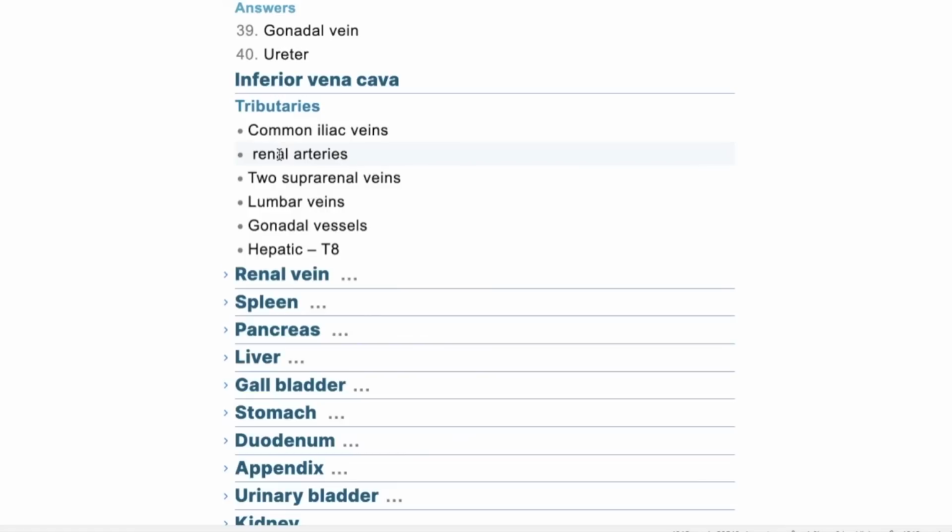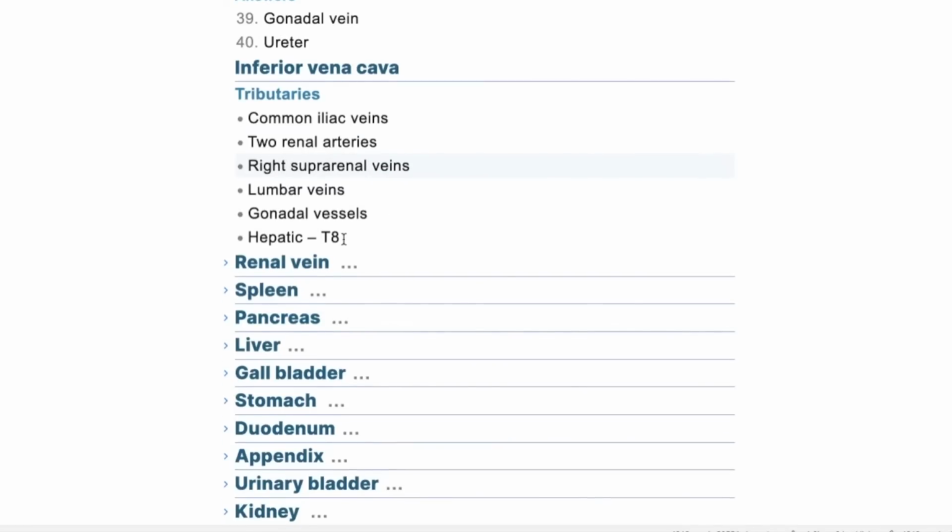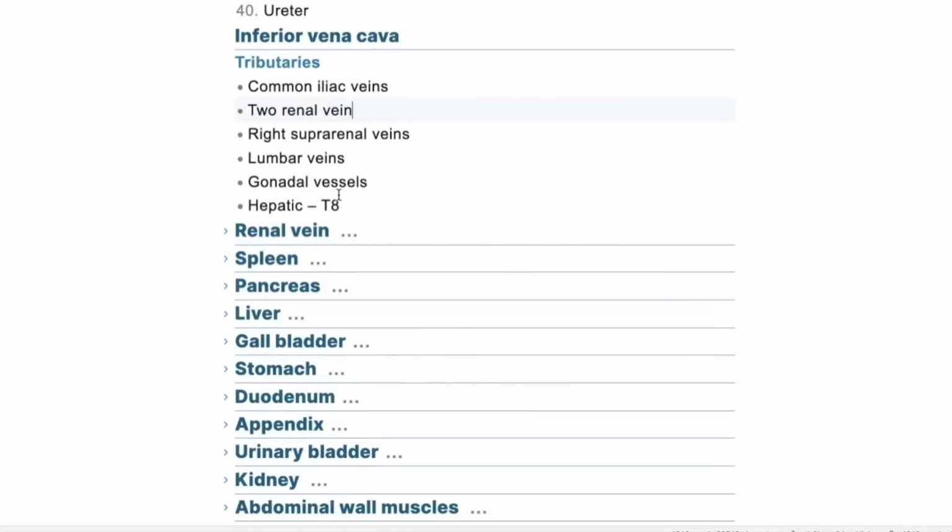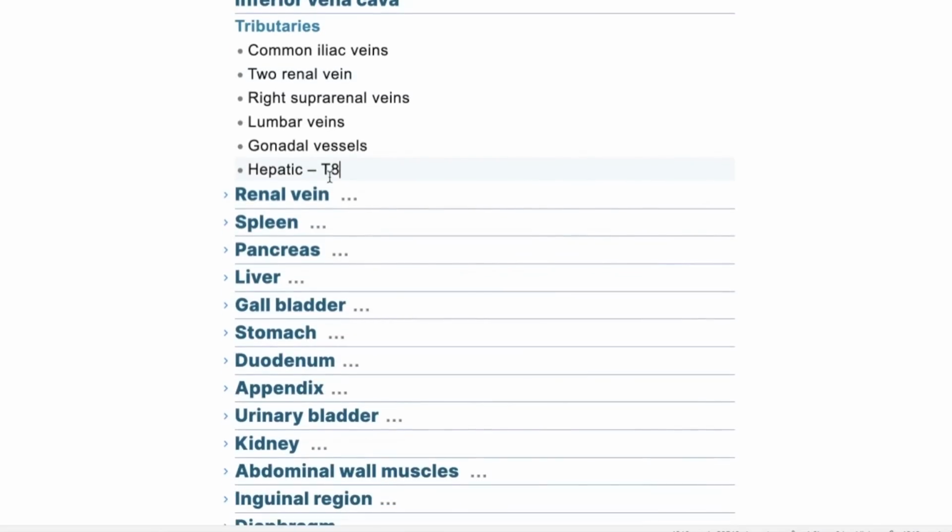So you have here the renal. Two renal veins will go there, but the right suprarenal vein only, not the left suprarenal. Sorry about that. I probably need to change a little bit in these. So common iliac veins and two renal veins and right suprarenal vein and the lumbar veins and gonadal vessels on both sides and the hepatic as well. Okay.